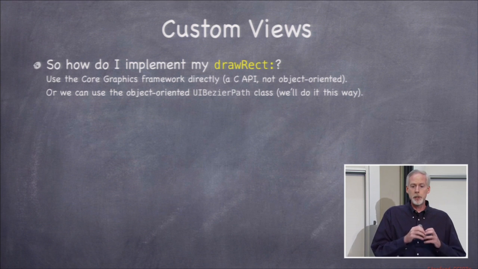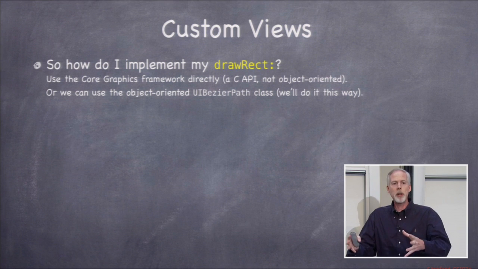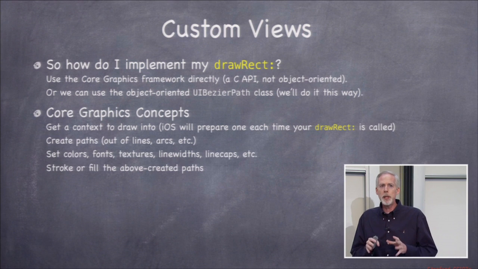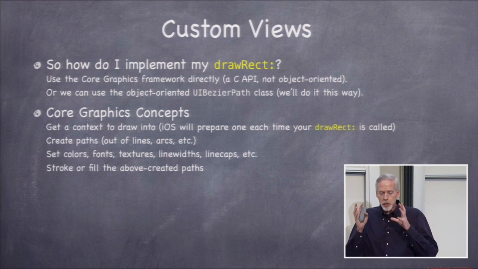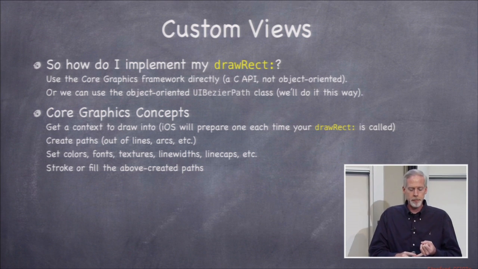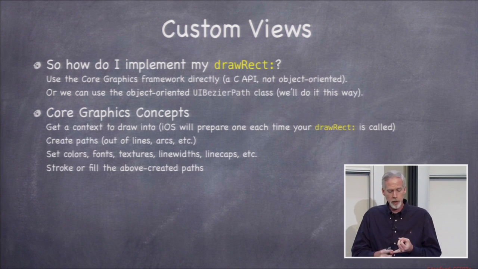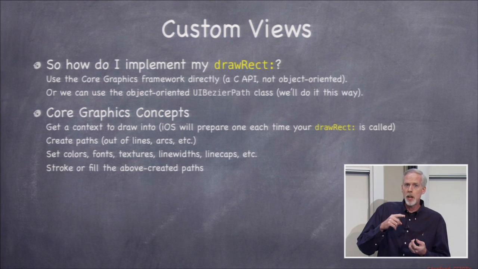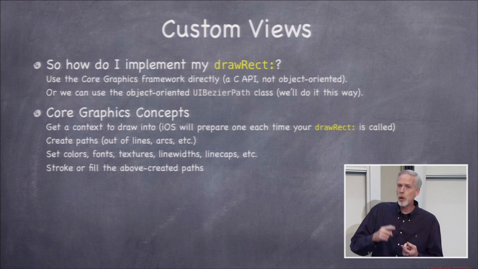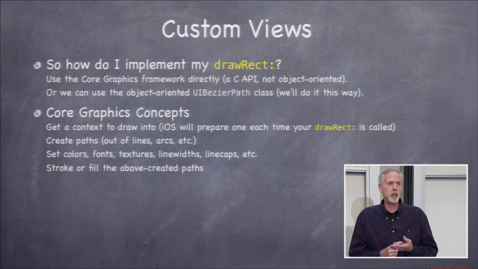UIBezierPath lets you build all these complicated shapes into a big path, and then you can stroke it or fill it on screen. Okay, so let's look into these. To understand these, we need to understand a little bit about how Core Graphics thinks, and it thinks in the following four-step process. You got to have a context to draw in. You got to create paths, triangles, squares, rounded rects, whatever it might be. Then you set the colors and the fonts you want to use and line widths and all that stuff, and then you stroke or fill the paths that you created. This is the fundamental way Core Graphics goes.